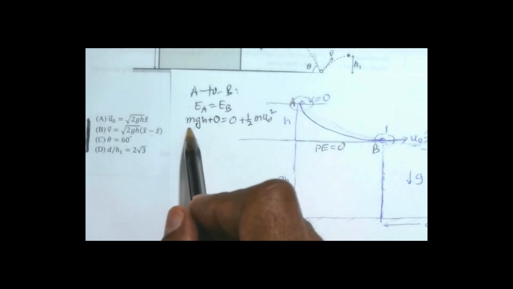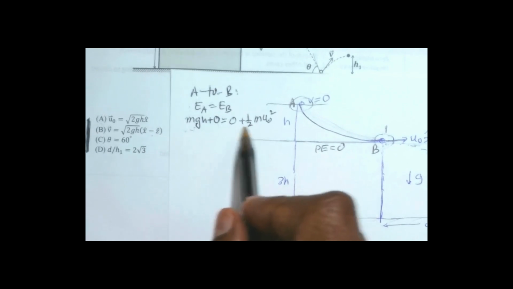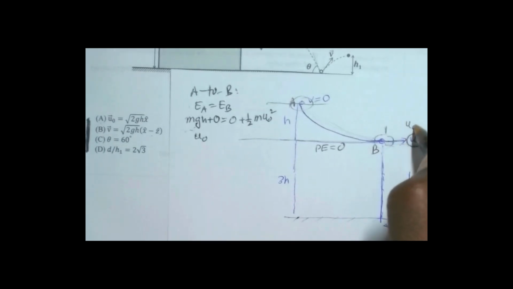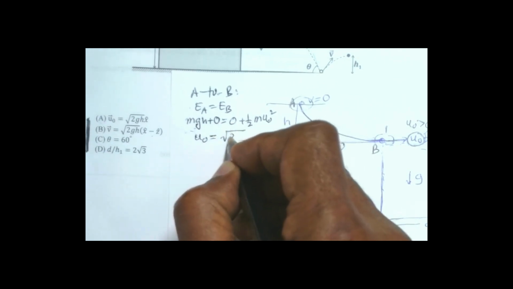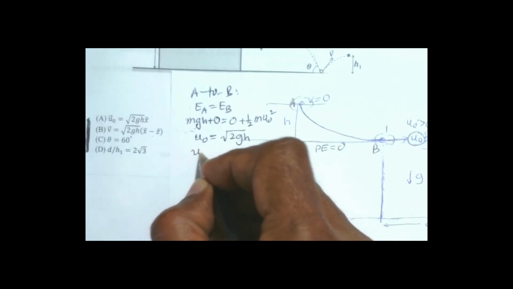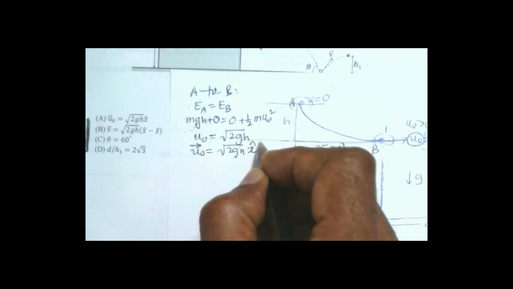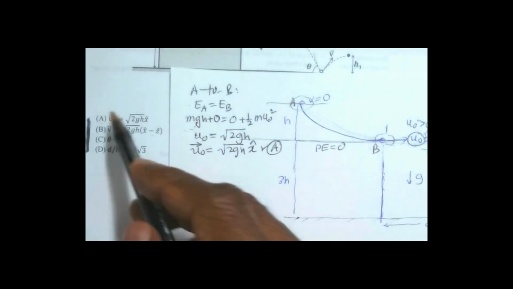And clearly you can solve for u naught. u naught will be positive because this is the x-axis and this is the z-axis, so this is pointed towards the positive x-axis. u naught is greater than 0. So u naught is going to be square root of 2gh. So u naught vector is square root of 2gh x hat. So part A is correct.